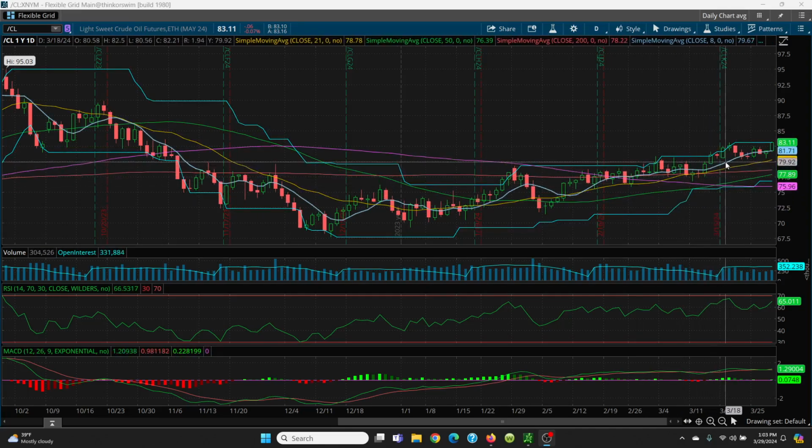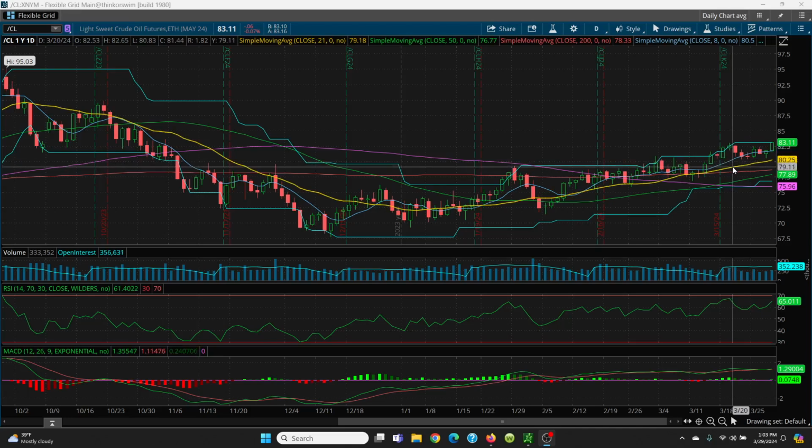Now, what I use here is simple moving averages. So this is your 8 SMA, which basically is just an average over an 8-day period. Okay, so you have an 8-day, you have a 21-day, the yellow, you have a 50-day which is the green, the 100-day is the purple, and then your red is going to be your 200-day simple moving average. Okay, so that keeps everything very, very simple.